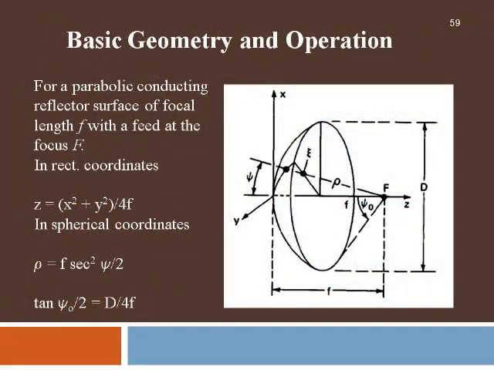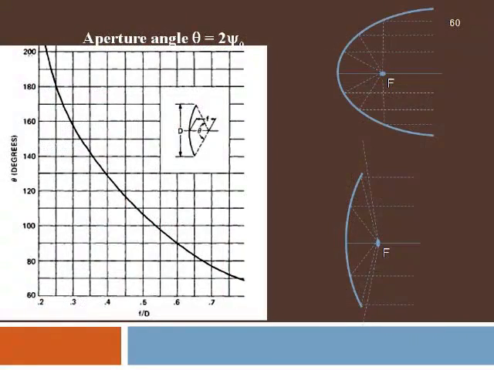The basic geometry and operation of a parabolic reflector. For a parabolic conducting reflector surface of focal length f as shown in the diagram, with a feed at the focus, the size and the shape and other parameters can be derived from the basic mathematical equations as shown. And all these things are given through a graph where f by d ratio is identified for different aperture angles of theta. So f by d ratio is the design parameter in these parabolic reflectors.